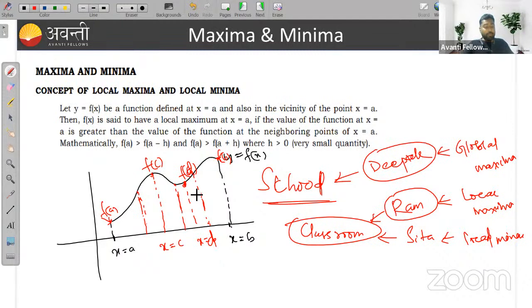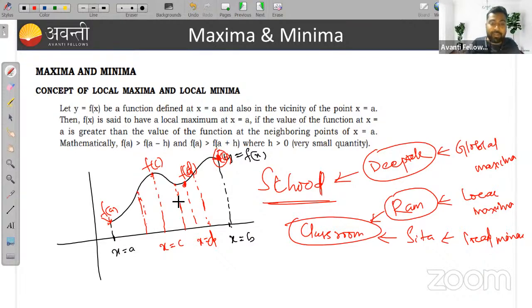So if I ask you what is the global maximum, f of b is the global maximum. Who has the biggest value? f of b. Find the value of all of them: f of a, f of c, f of d, f of e, f of b. Then whoever has the maximum value, you can say that is the global maximum.